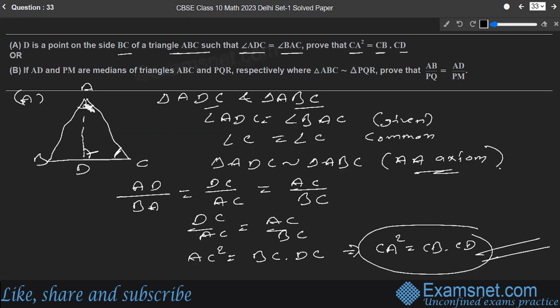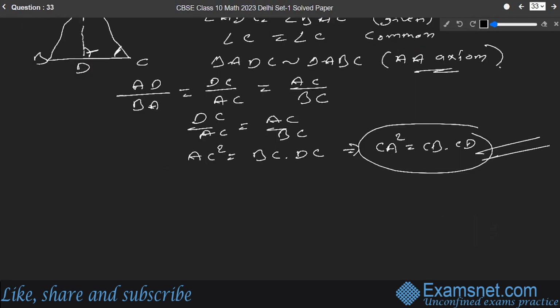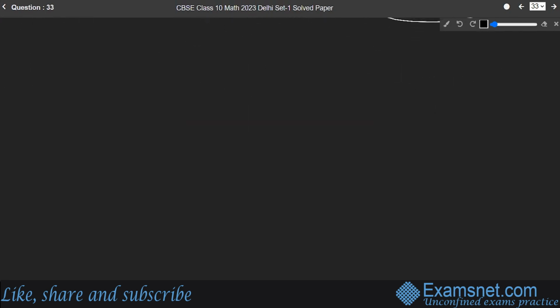The B part says if AD and PM are medians of triangles ABC and PQR, so there have to be two triangles drawn and medians created, where triangle ABC is similar to PQR, then prove that AB by PQ is equal to AD by PM. So let us bring it down and draw the figure first. What he said in the B part was AD and PM are the medians of triangles ABC and PQR. So let us make the triangles ABC and PQR first.